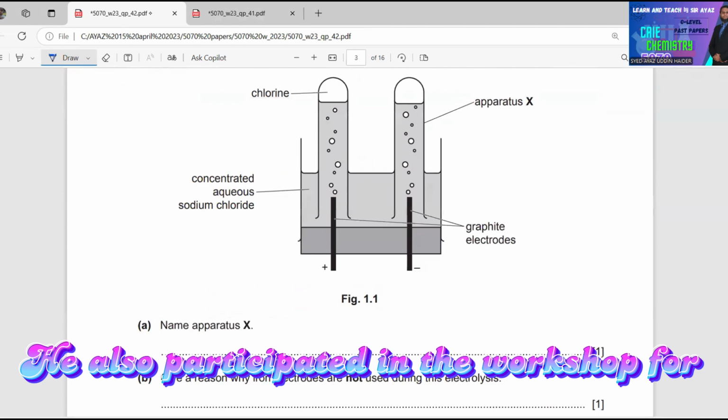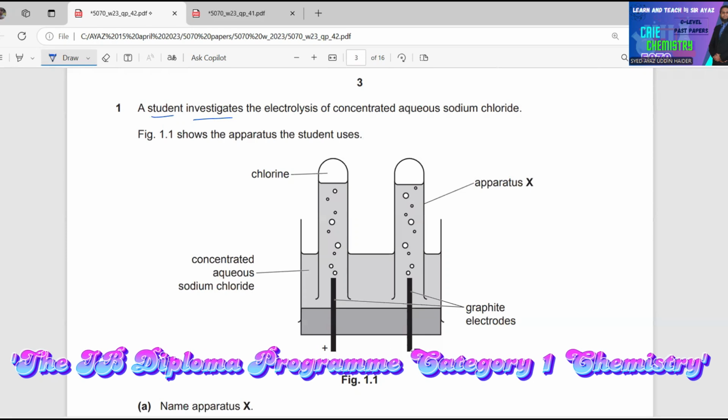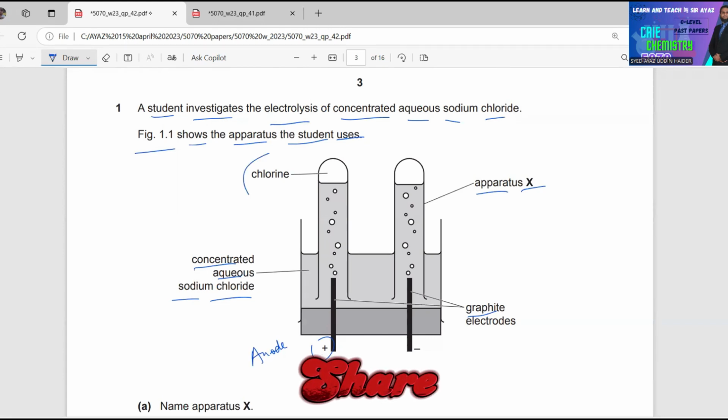Here's question number 1. A student investigates the electrolysis of concentrated aqueous sodium chloride. Figure 1.1 shows the apparatus the student uses. Figure 1.1, we have apparatus X. Electrodes, they are of graphite, and there's a concentrated aqueous sodium chloride. One of the electrodes, which is positive, we know that positive electrode is anode. You can see the bubbles. These bubbles are of chlorine gas.